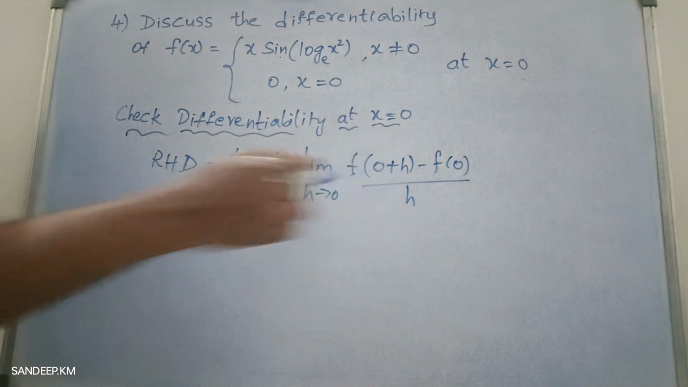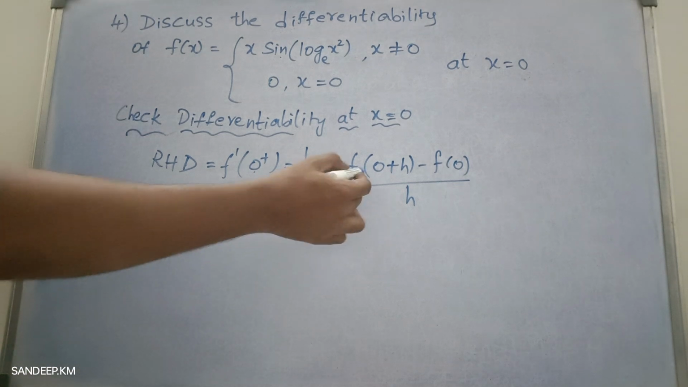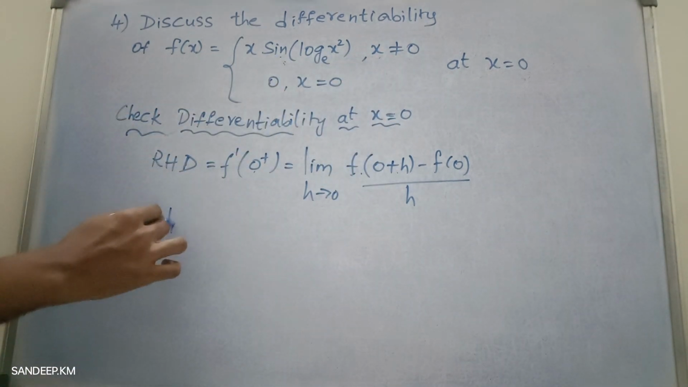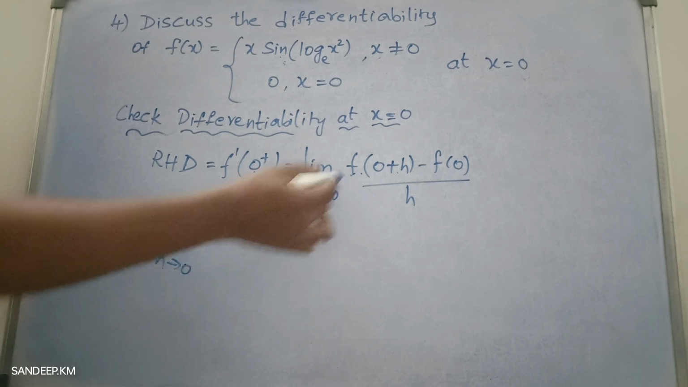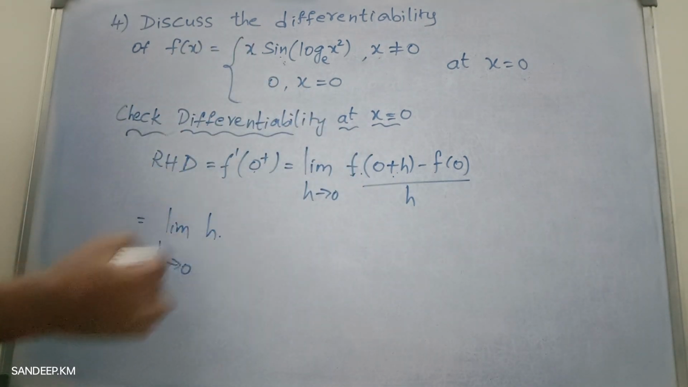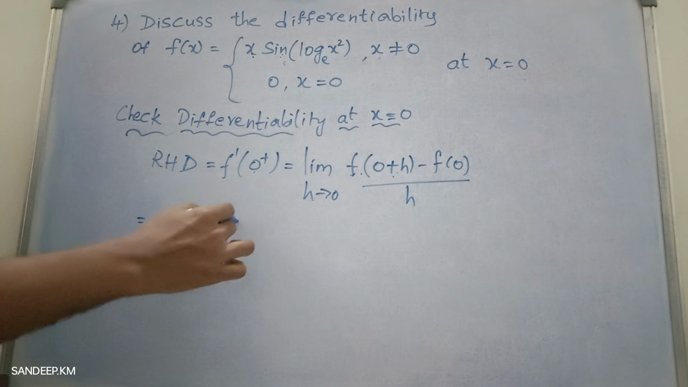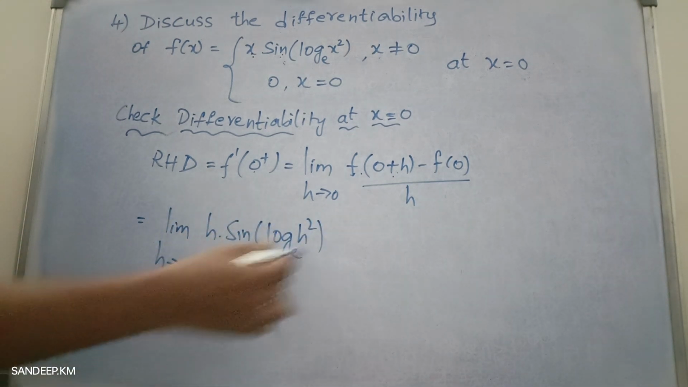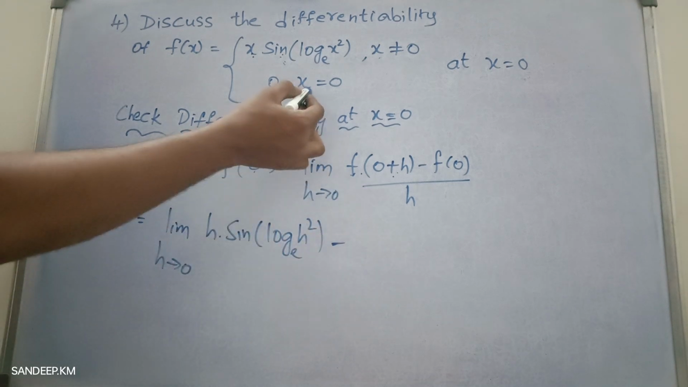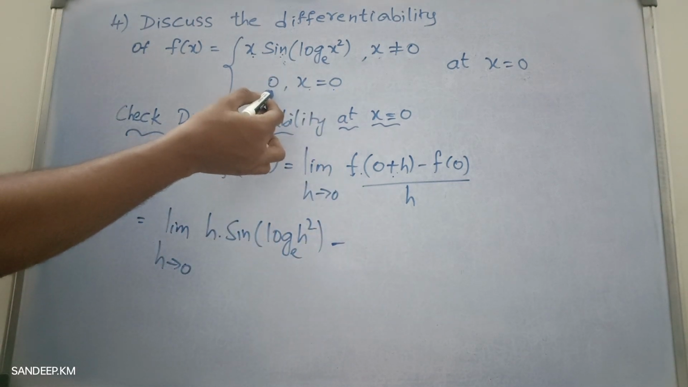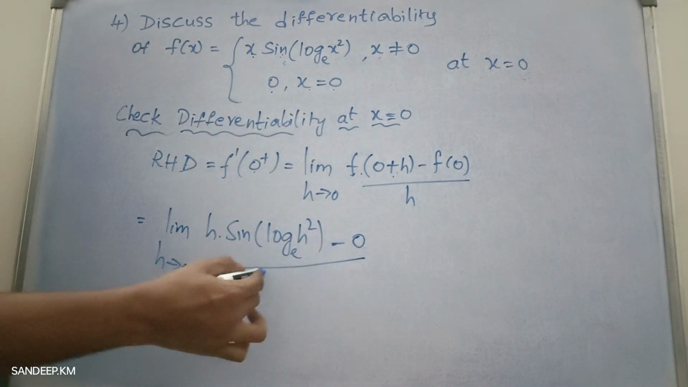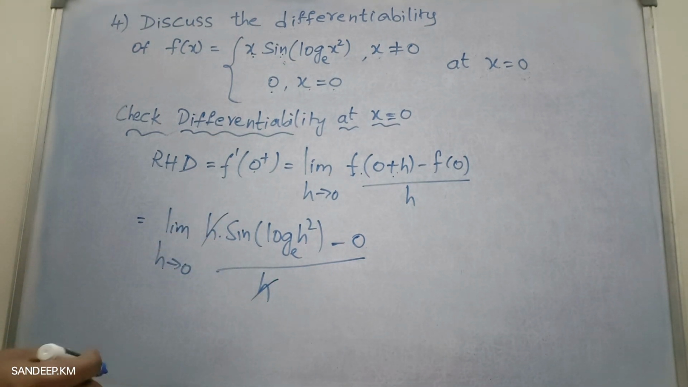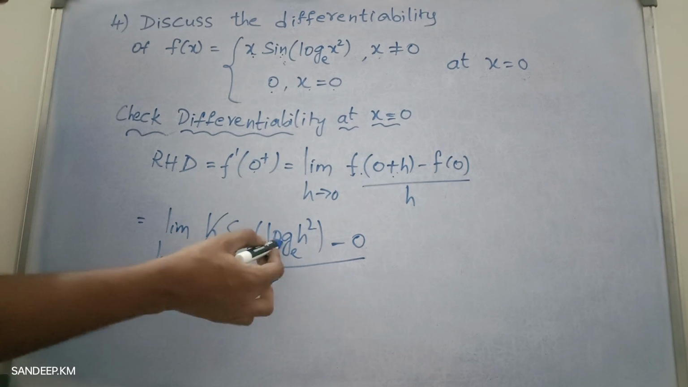So dear students, what is f of h? h is not 0, so I can use this function. Limit h approaches 0, f of h is, instead of x we are taking h, h into sine of log h square base e, minus, what is f of 0? When input is 0, the output is also 0. So f of 0 is 0, whole divided by h. After h and h get cancelled, we are getting sine of log of h square.